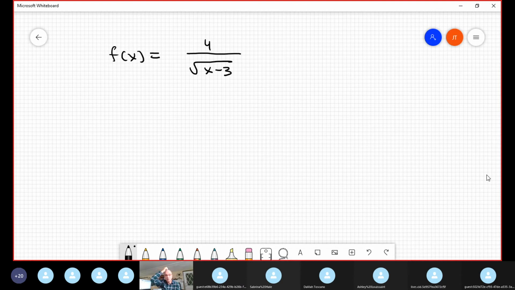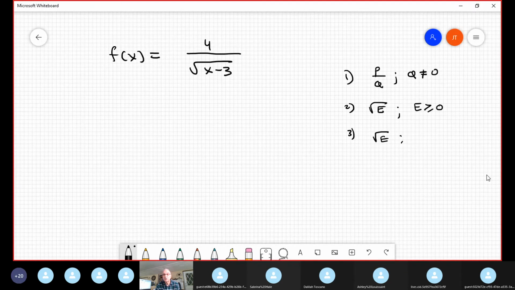Okay. Remember, I repeat again the idea. You have an equation of the function. I need to determine the domain and also express it in interval notation. Day one, always. Therefore, remember, restriction number one: P divided by Q, and the restriction is Q not 0. Restriction number 2: square root of E, E non-negative, positive or 0. Restriction number 3: E just positive.